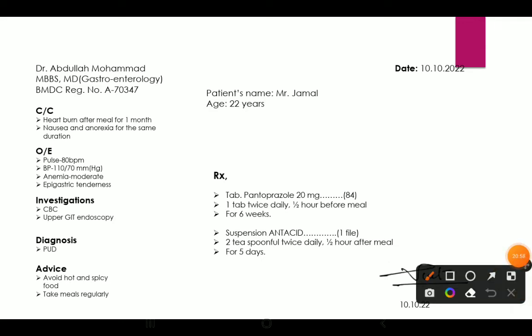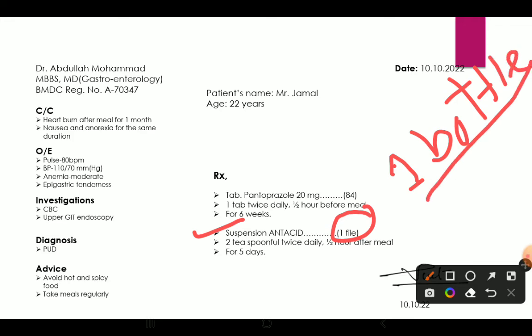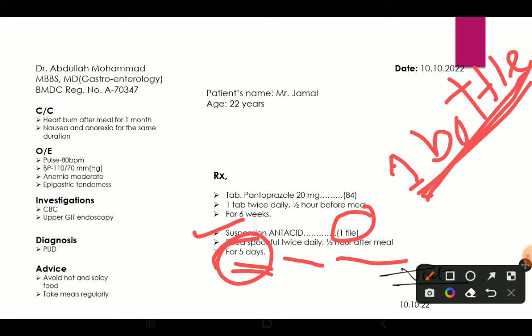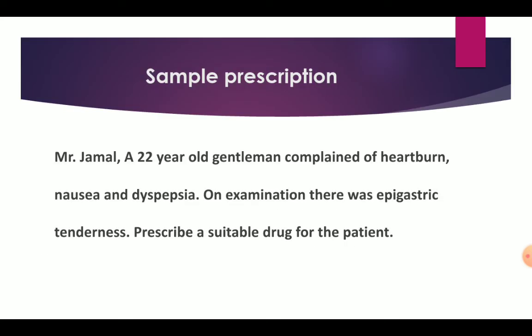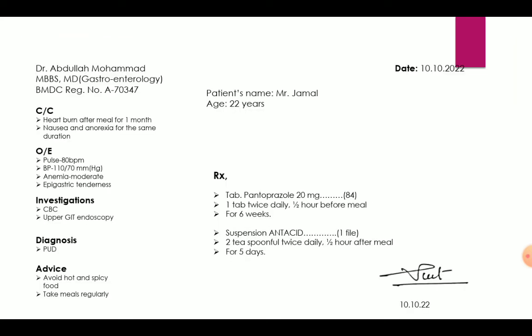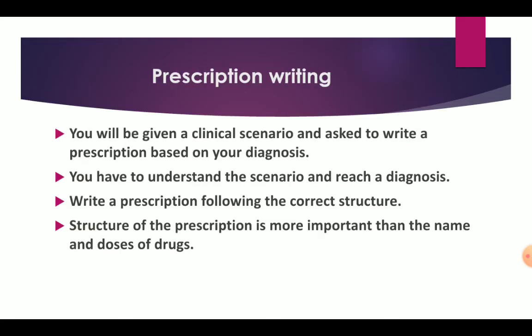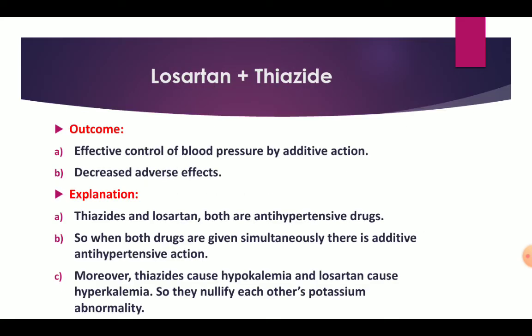And again, the antacid suspension, 1 phial, that means the patient will take only one bottle of the preparation, then 2 teaspoons twice daily, half an hour after meals for 5 days. You have mentioned that they will take the medication for 5 days, so one bottle may be sufficient. So this is in short about your traditional part of your exam.